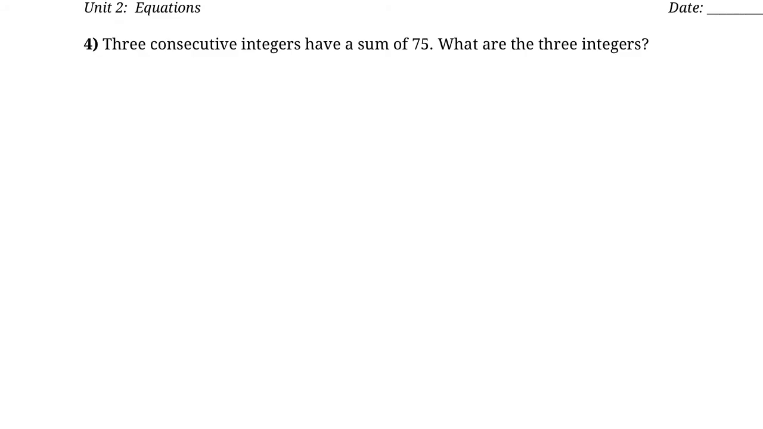Another common word problem involves consecutive numbers or consecutive integers. In question number 4, we are told that 3 consecutive integers have a sum of 75. What are the three integers? So we don't know what these numbers are, what these integers are, so we are going to have to define some let statements to represent each of the three numbers. So I'm going to go ahead and start by saying let x represent the first integer. So the very first mystery number, whatever it is, let's represent that with x.